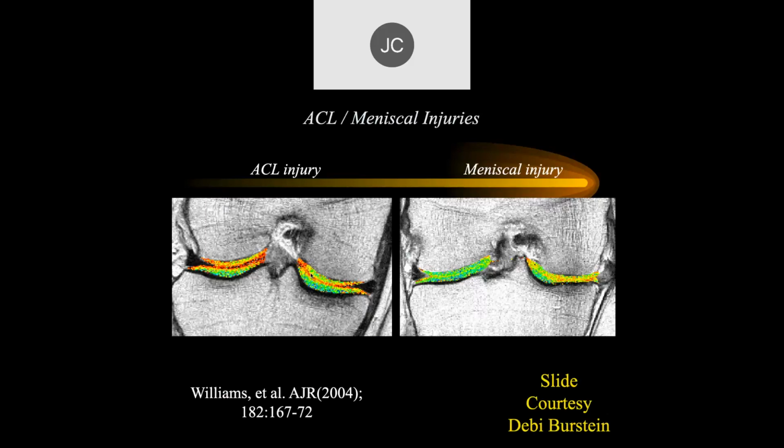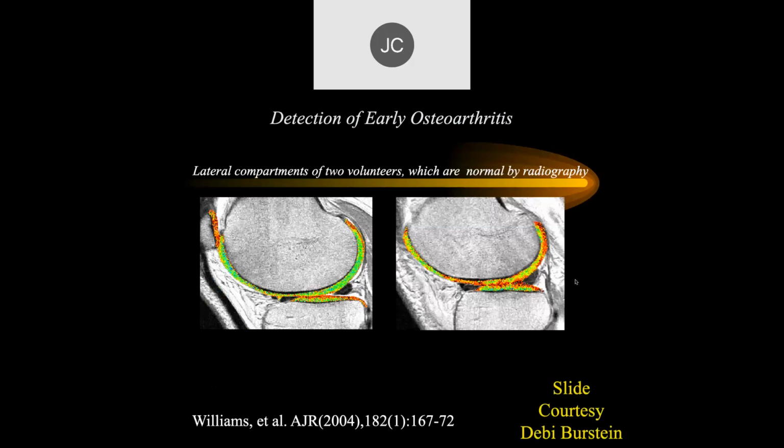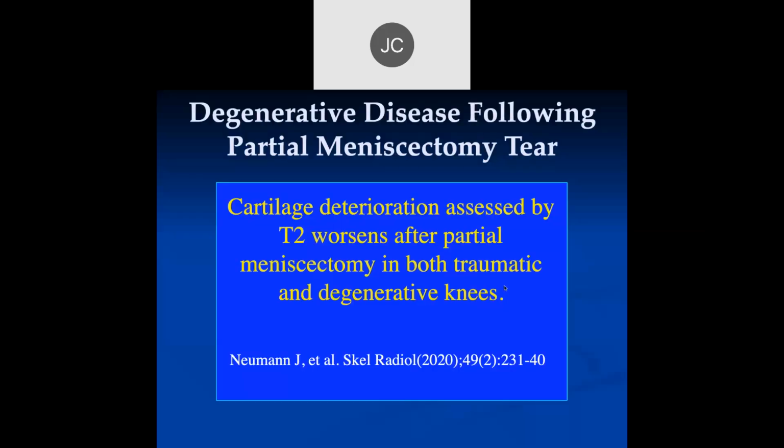And we can see that there's abnormal signal intensity here. Here's a patient who had a meniscal tear on the medial side, but not the lateral side, and we can see the medial side has abnormal biochemistry within the articular cartilage. So on the ACL graft, it's bilateral. When you have a meniscal tear, it's just that one compartment, a unilateral compartment. So we can see these early changes.